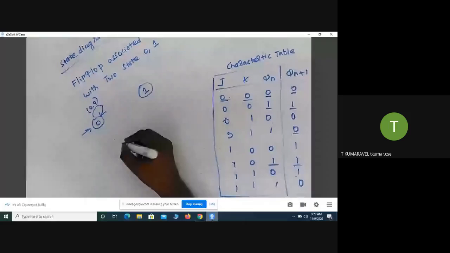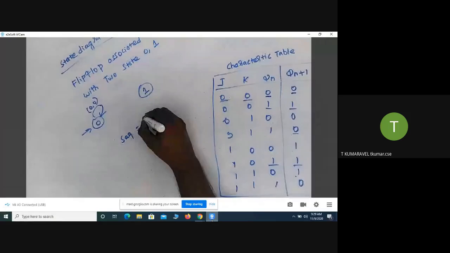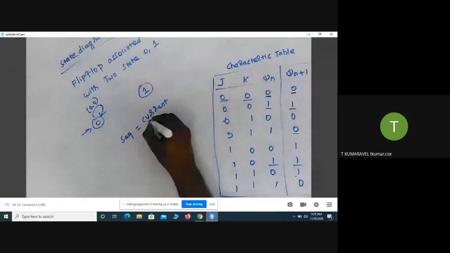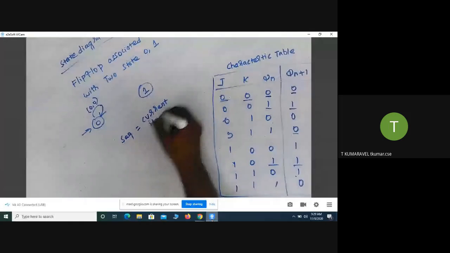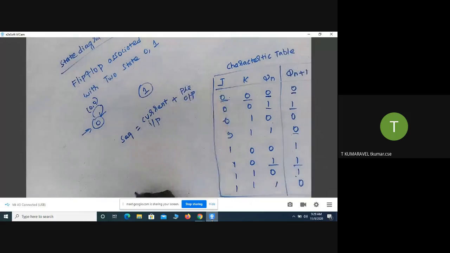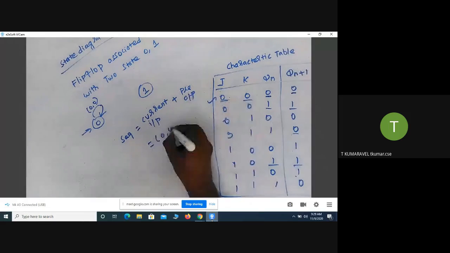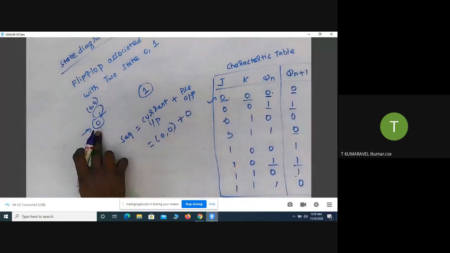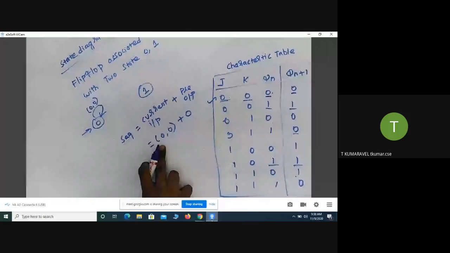How does the sequential circuit work? A sequential circuit depends on the current input and the previous state output. What is the current input? 0 0. What is the previous state output? The previous state is 0, so I am in 0. If I take input 0 0, I remain in the 0 state. That's why I write it like that.